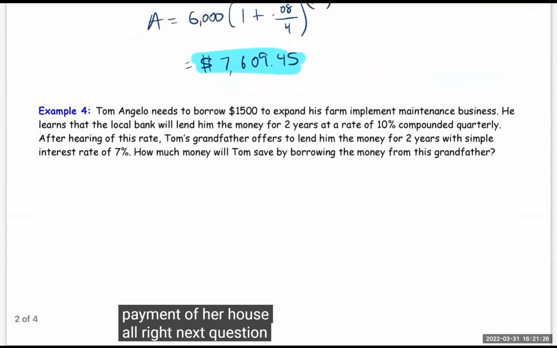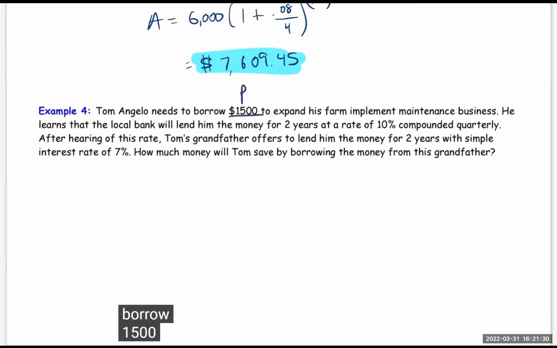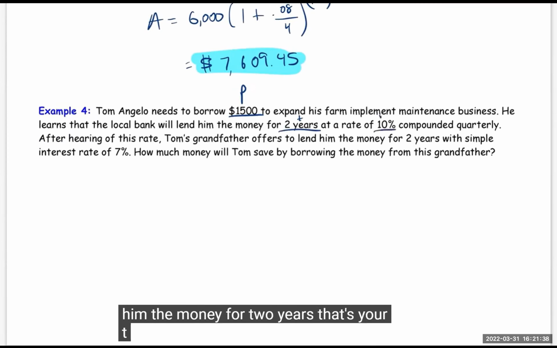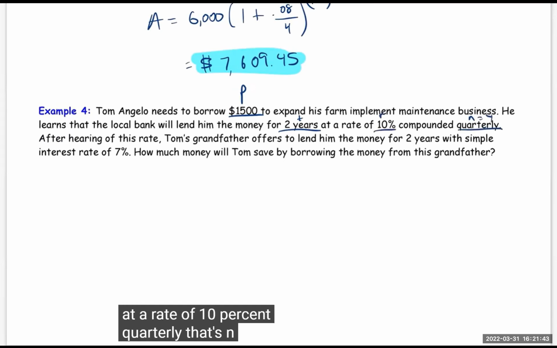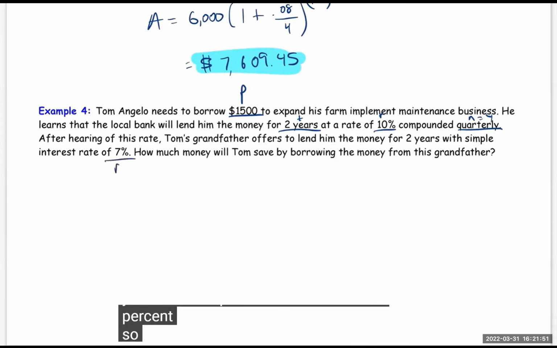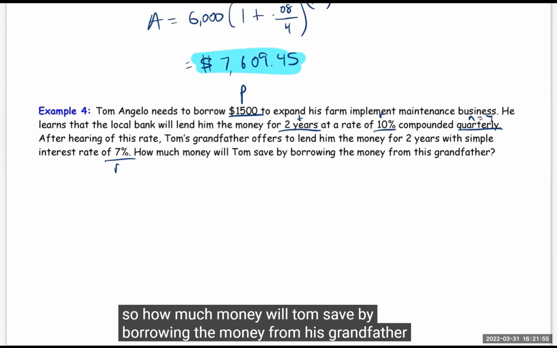All right, next question. Tom needs to borrow $1,500 to expand his farm implement maintenance business. He learns that the local bank will lend him the money for 2 years, that's your T, at a rate of 10% quarterly, that's N equals 4. After hearing of this rate, his grandfather offers to lend him the money for 2 years with simple interest rate of 7%. So how much money will Tom save by borrowing the money from his grandfather?